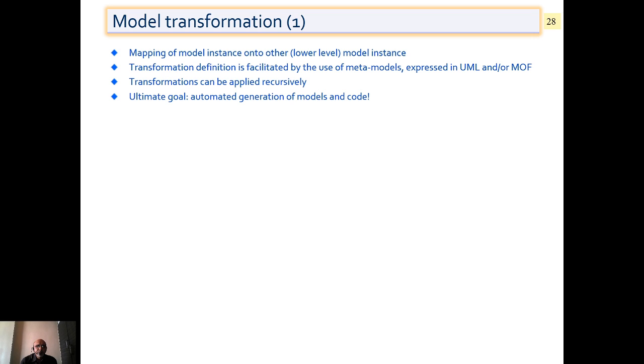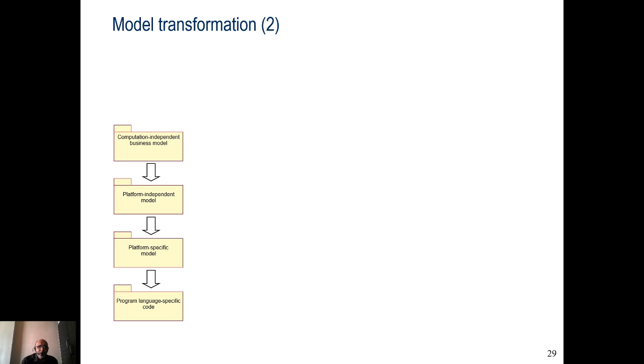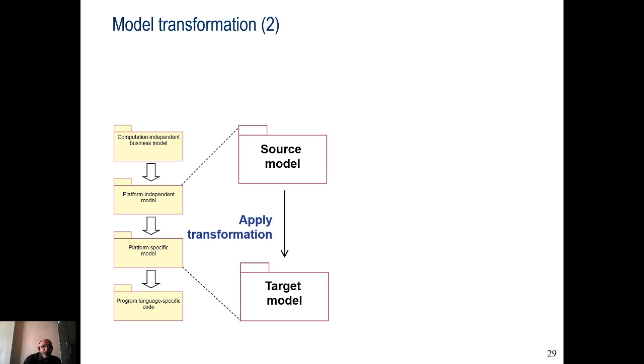So, model transformation is the mapping of model instances onto another lower level model instances. That is, now you are coming downwards, right? Starting from the PIM level, you migrate to PSM, to PDM, to source code, to executable code. So automated generation of models and code is what the ultimate goal is. So how do you begin? You have got 4 things: CIM, PIM, PSM, and PDM, PL specific things.